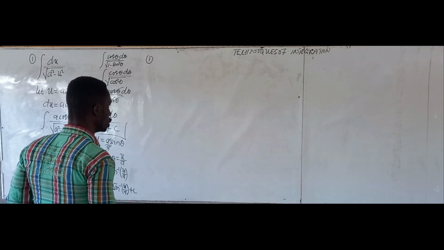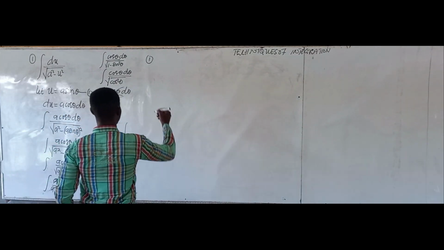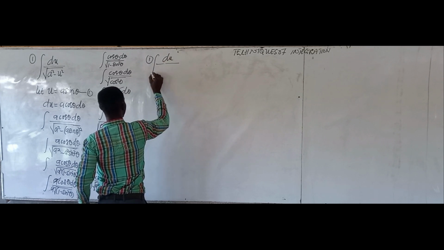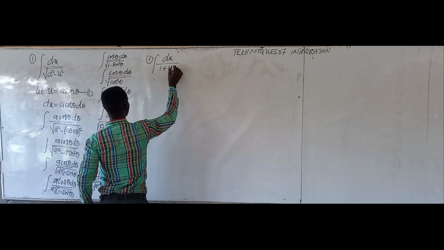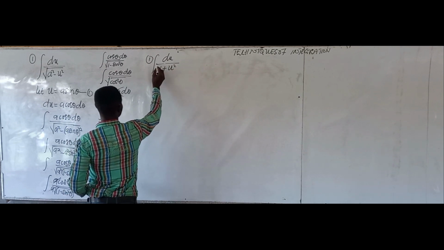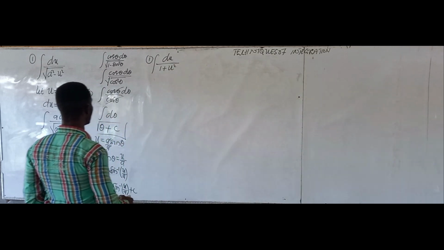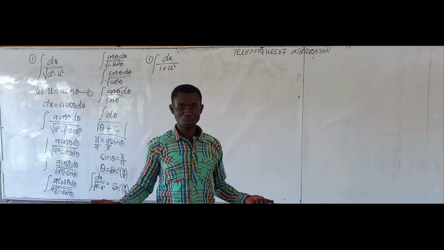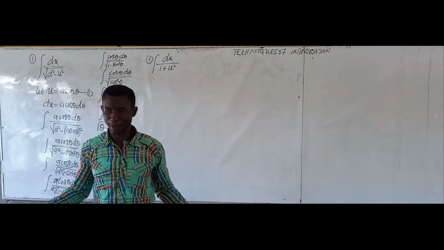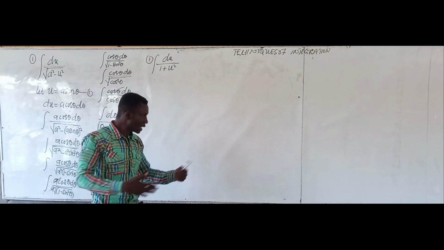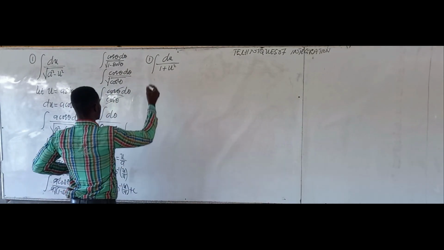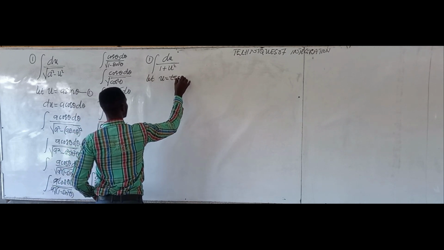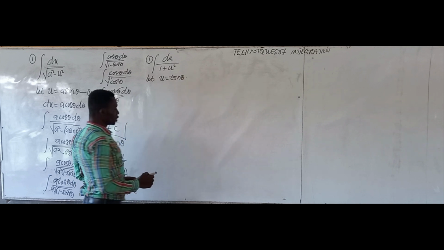What about if you have integral du over 1 plus u squared? Integral du over 1 plus u squared. How do you integrate this? Integration of this nature is very simple. Let's see. Let u is equal to tan theta. Why do we say u is equal to tan theta?